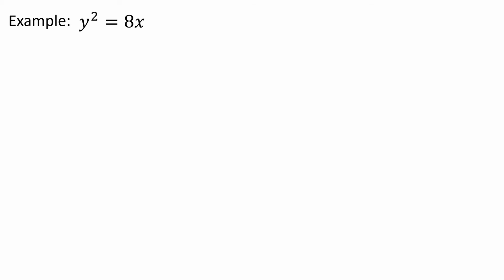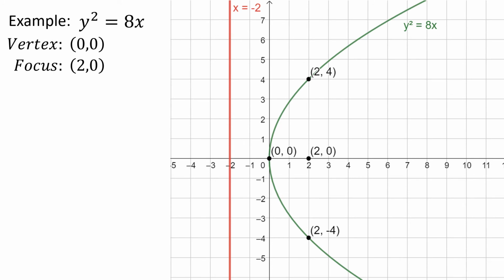Okay, so let's have another example. y squared equals 8x, where the vertex is at (0, 0) and your focus is at point (2, 0). If we graph this, this is what the graph looks like. And again, let us recall the concept of your latus rectum, which is the segment that passes through the focus, which is (2, 0), and is also perpendicular to your axis of symmetry, that is y equals 0, or the x-axis, our axis of symmetry.